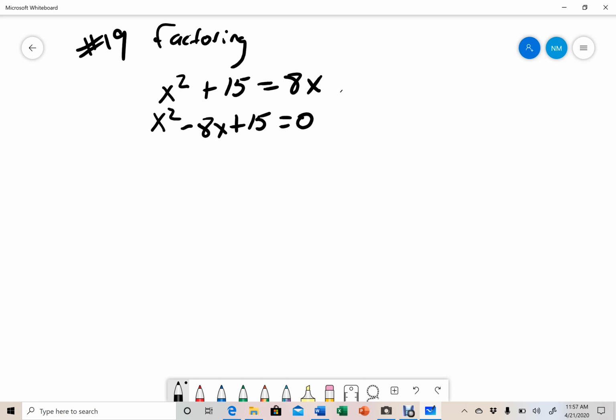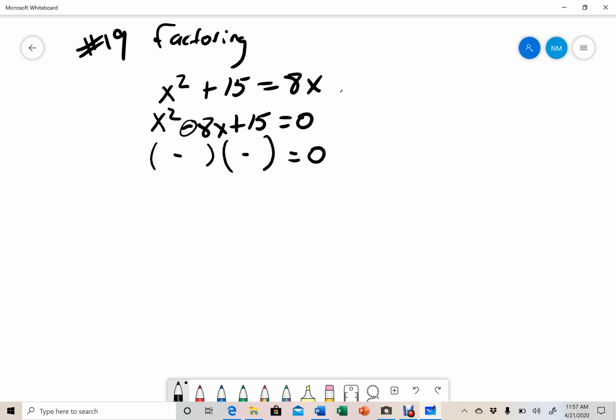So I'm breaking this down here. What are my terms for 15? My terms for 15 are 1 and 15, and 5 and 3. Then I've got a negative sign here, so I know both of them will be negative because I have a negative here, and this is a positive, so these will both be negatives.